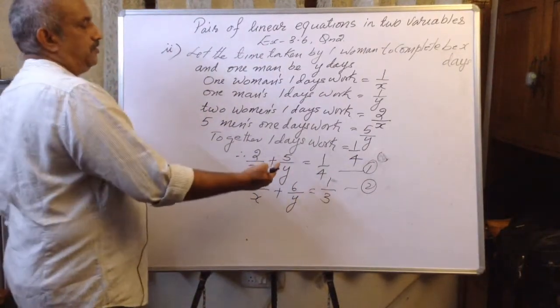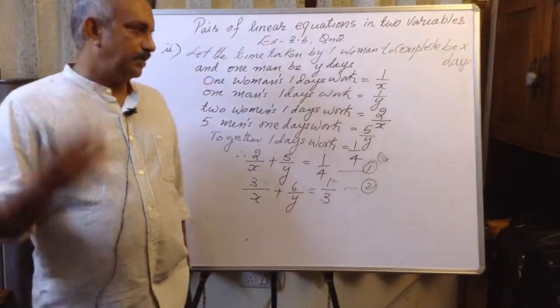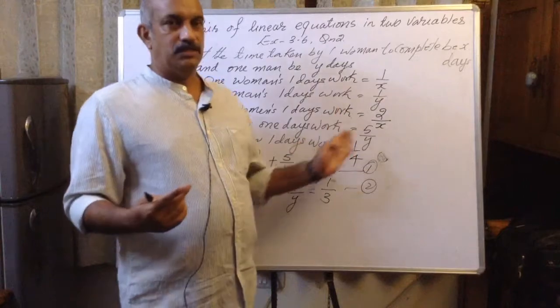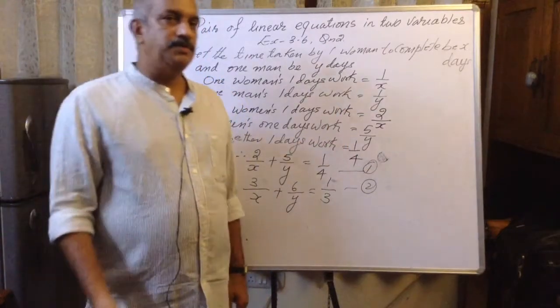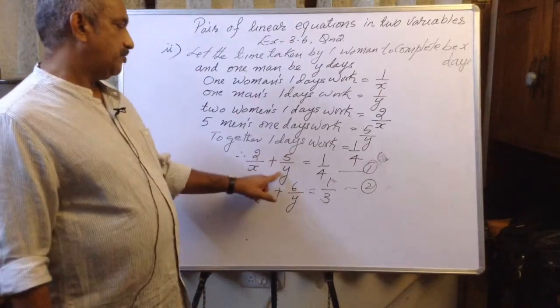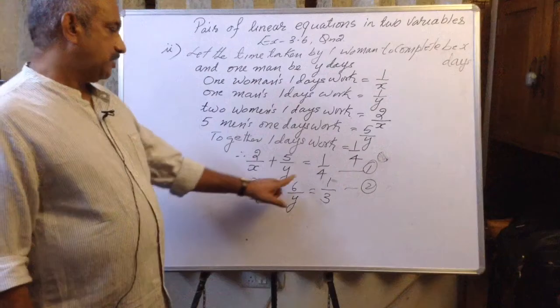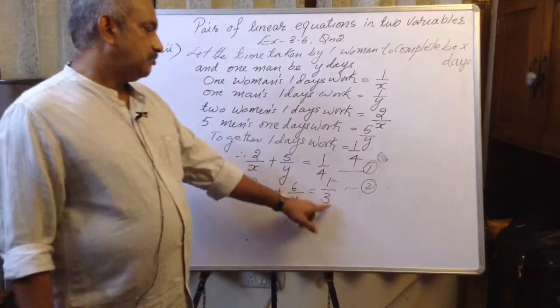Now together, the question says they can complete the work in 4 days. So together their 1 day's work will be 1 upon 4. So we can write 2 upon x plus 5 upon y is equal to 1 upon 4. Second one, 3 upon x plus 6 upon y is equal to 1 upon 3.